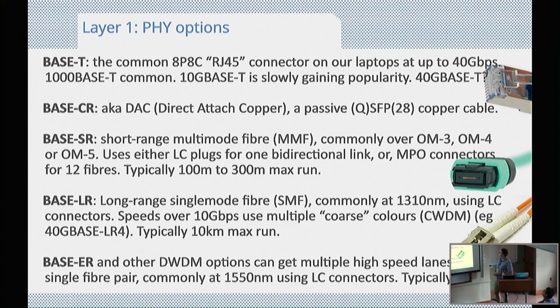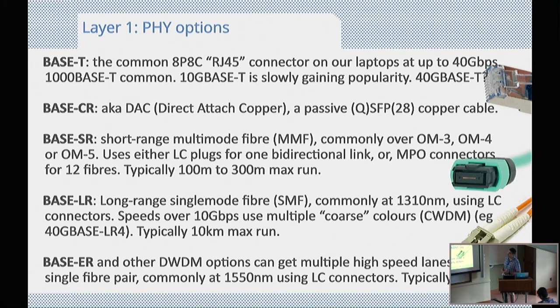In terms of the PHY options, the sort of connectors and things that get used, we spoke about the base T. These are your RJ45 plugs that go in your laptop. Base CR is also known as direct attached copper. This is a purely passive copper cable. They have these SFP ports on the end. I'll show you some pictures now. There's also base SR, commonly known as short range. This is multi-mode fiber, commonly over OM3, 4, or 5 multi-mode fiber. It either uses LC plugs like this, or these new MPO connectors, if there are multiple fibers running in parallel. And here you get runs of about 100 meters to 300 meters.